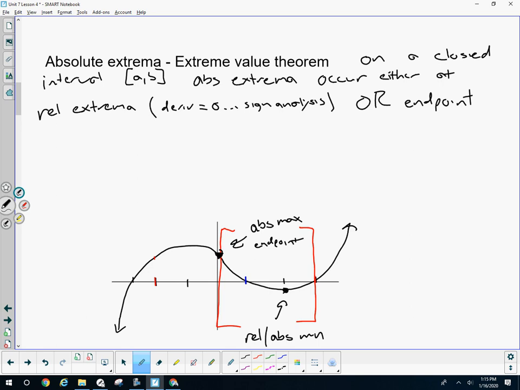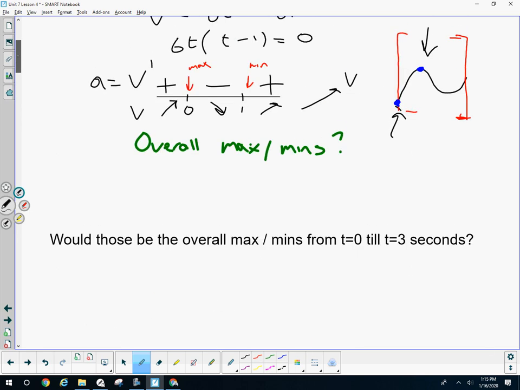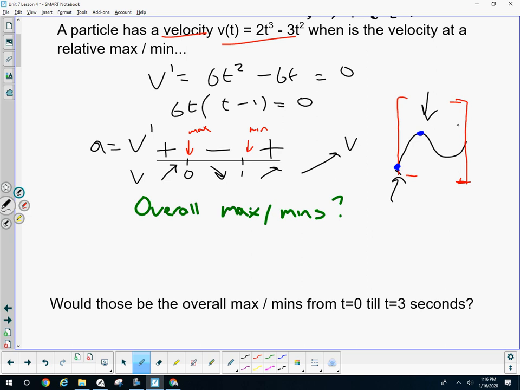Now, the question becomes, if I don't know what the graph looks like, I just assume the graph kind of looked like this. But maybe we have a situation where I go up, go down. Maybe I have a situation like this where I end up going up and then down. I don't know which endpoint is going to be the minimum or which endpoint might be the maximum, okay?